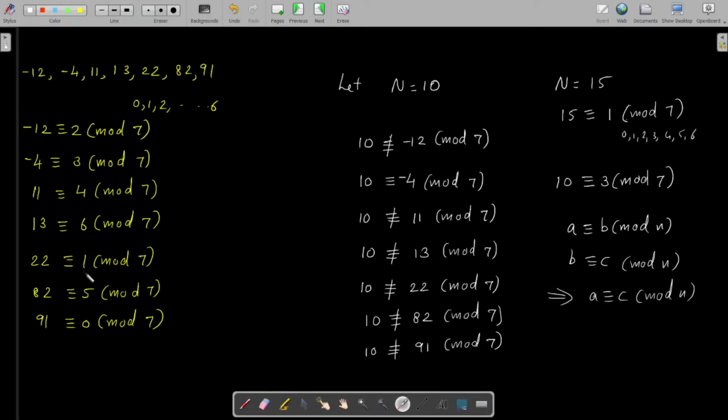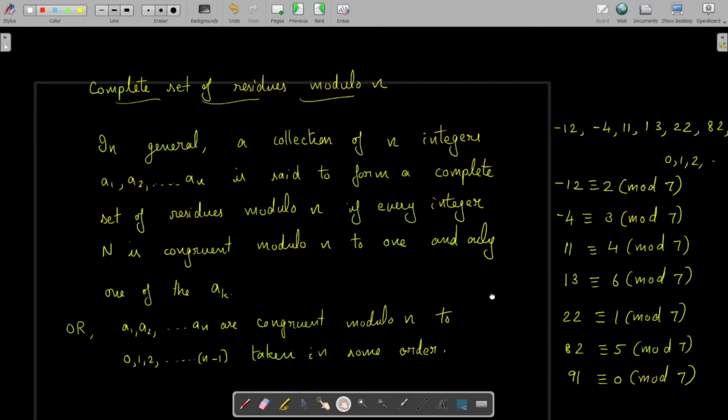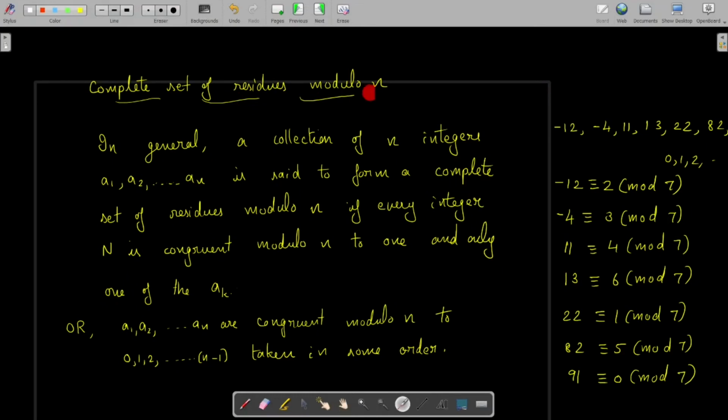And here we will check that 1 is congruent to which integer in this collection. Here 1 is congruent to 22 mod 7. So we can conclude that this 15 is congruent to 22 mod 7. Likewise, if we take any integer capital N, it is congruent to exactly one of the integers in this collection. That is our actual definition of a complete set of residues modulo 7.